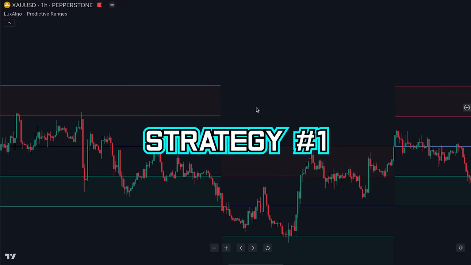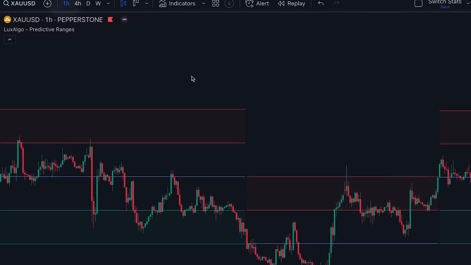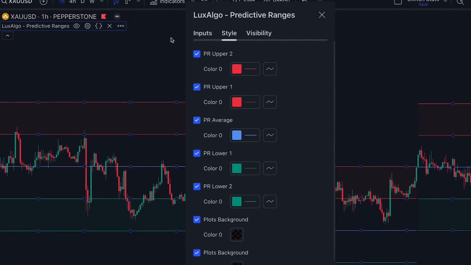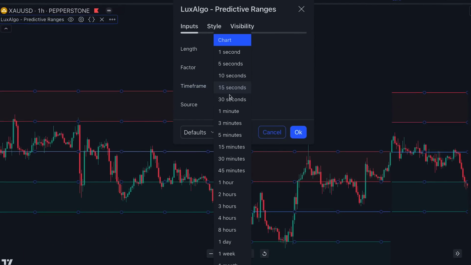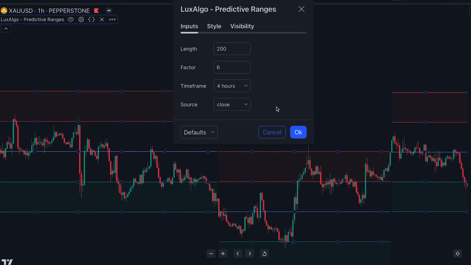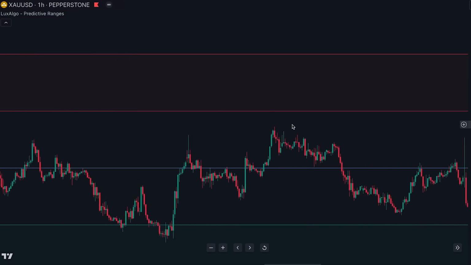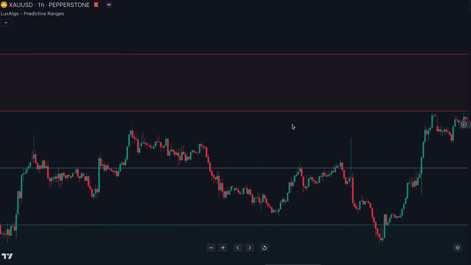For this strategy, we will be using the 1-hour time frame, as the 1-hour time frame and above provides a more balanced overview of market trends and ranges than lower time frames. We will go into the settings of the indicator and adjust the time frame to 4-hour, causing us to see ranges created based on the 4-hour time frame. By doing this, we are able to see more significant levels where price could have an even stronger reversal.